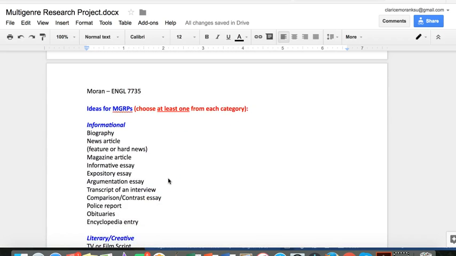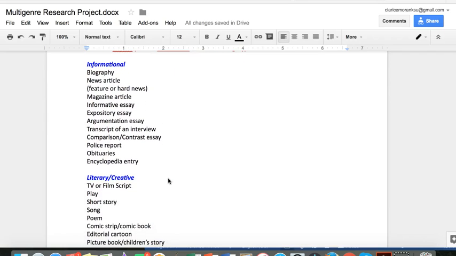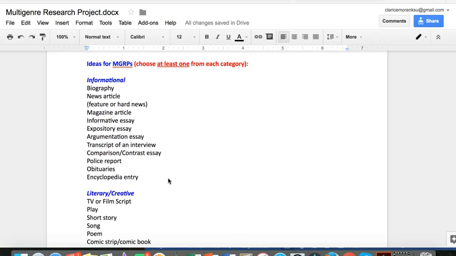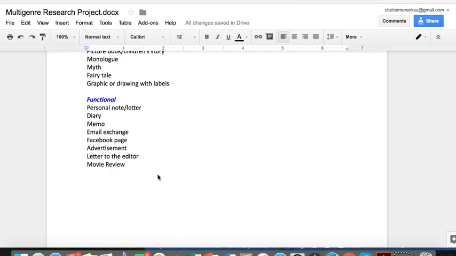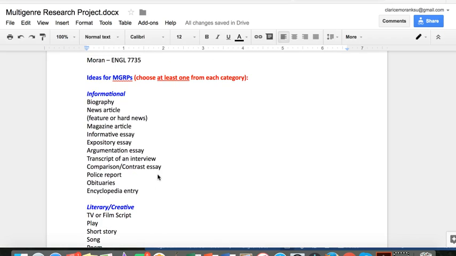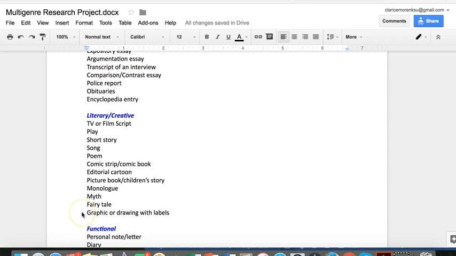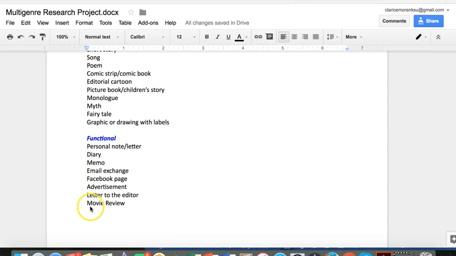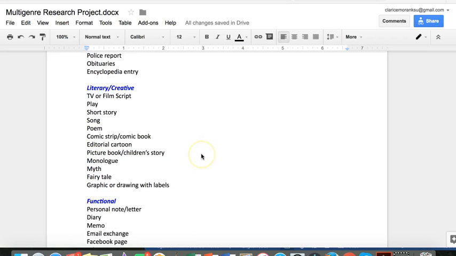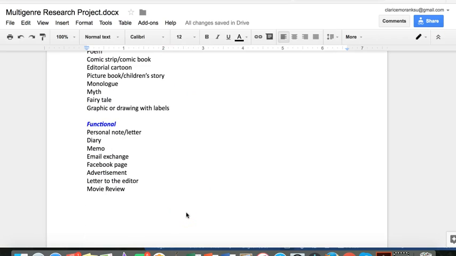So these are the genres or the writing products that you might choose to include. You need to choose at least one of these from each category. There are 3 categories here. You can add others that are not here, or you can get all your ideas from this list. The informational ideas are here, the literary or creative ideas are here, and then the functional ideas are here. So you have to have at least one of each of these, as well as 7 others.